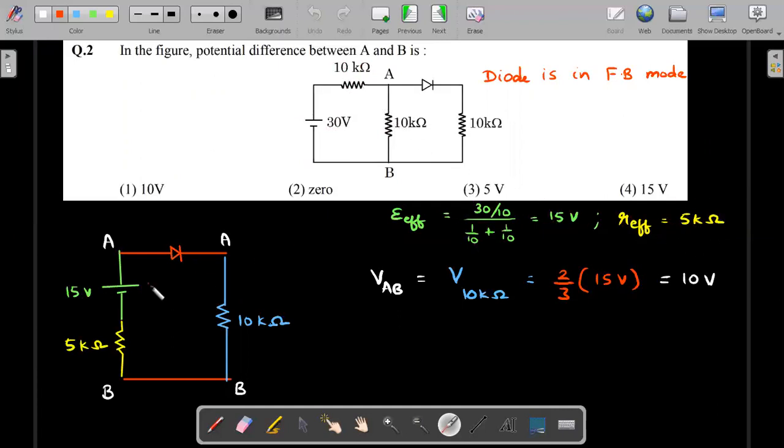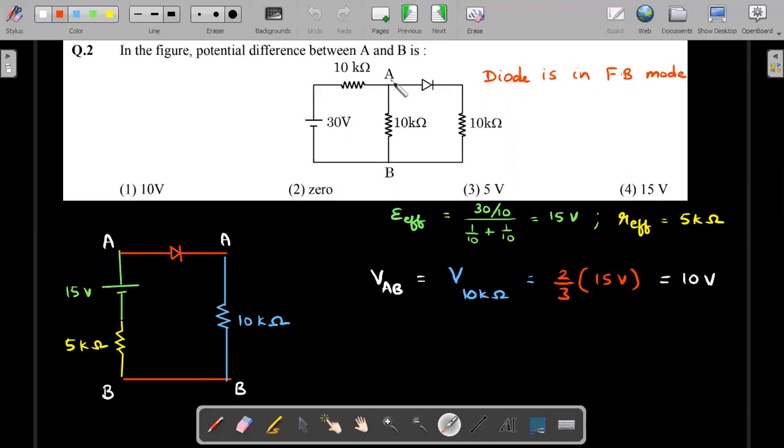And R effective is the combination of 10 and 10, which makes it a 5 kilo ohm. Which should tell you that the positive terminal of this is directly connected to the positive part of the diode. So I have written A and B. Across A and B, I have written the effective battery and the resistance. Since this is forward bias, this would be acting like a conducting wire, and this becomes a simple loop now.